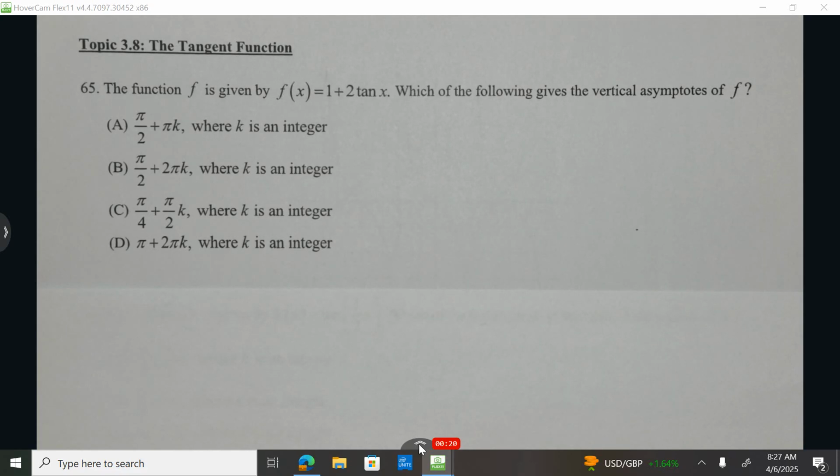Let's get started with this problem. The function f is given by the following equation, which of the following gives a vertical asymptote? So we know there's a vertical asymptote when the denominator of a fraction equals 0.